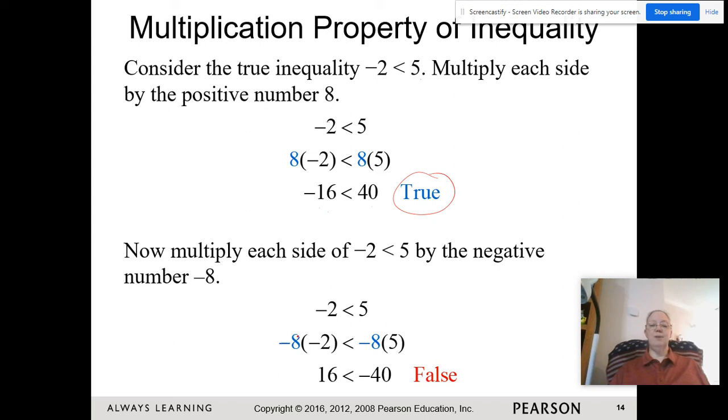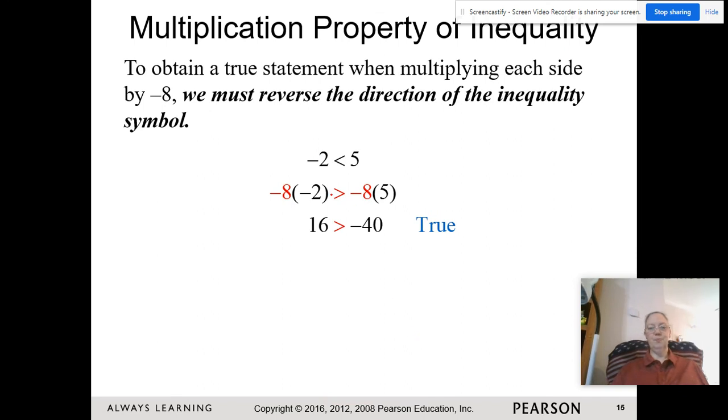So this time I'm multiplying by negative 8. Negative times negative is positive 16. Negative 8 times positive 5 is negative 40. And 16 is not smaller than negative 40. This is false. So in order to make this statement true, I would have to reverse this symbol right here. So if I multiply by a negative number, then I have to reverse the symbol in the middle to make it a true statement.